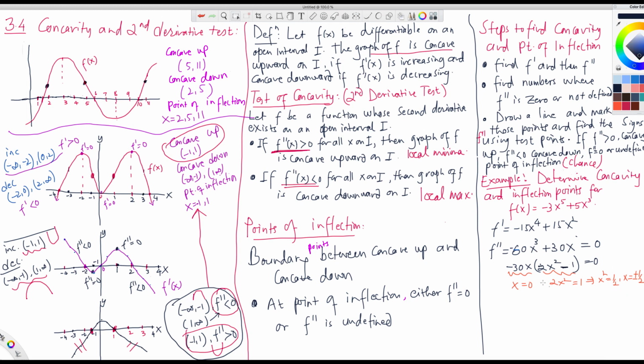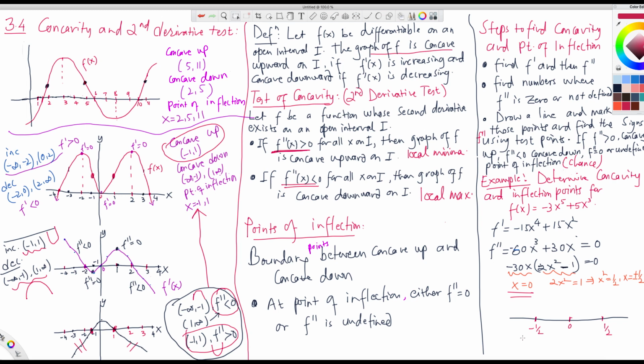These are the points where the second derivative is undefined or 0, right? Because there is nothing undefined. So how many points? x equals 0 is 1 point, then x equals plus and minus the square root of 1/2. So minus 1/2, 0, plus 1/2, right?